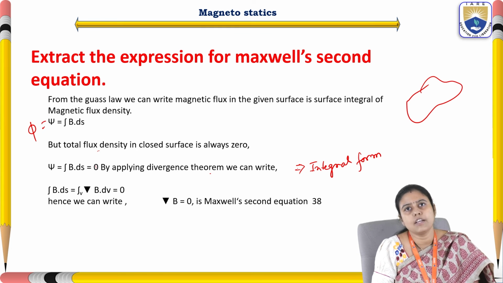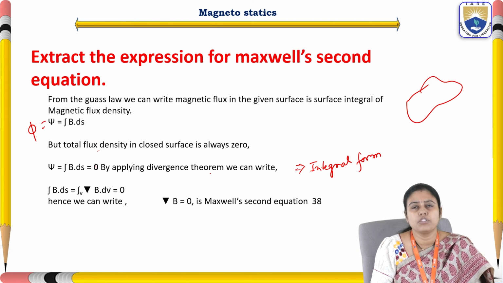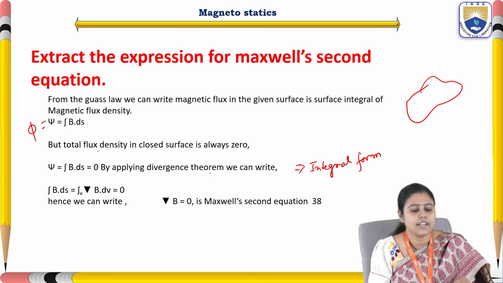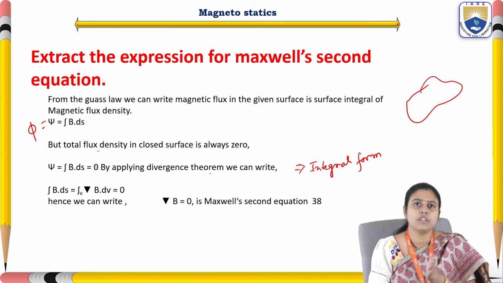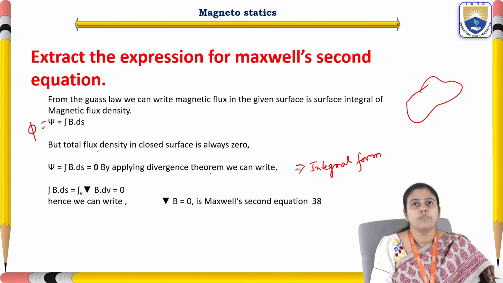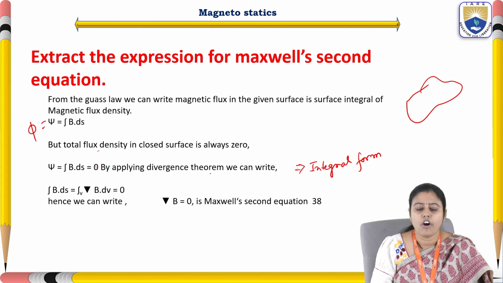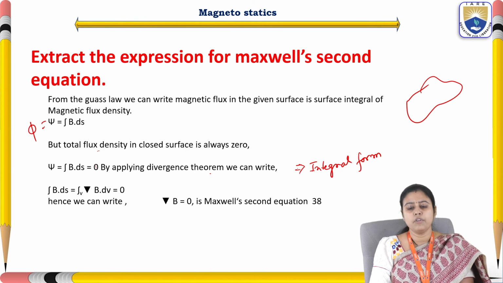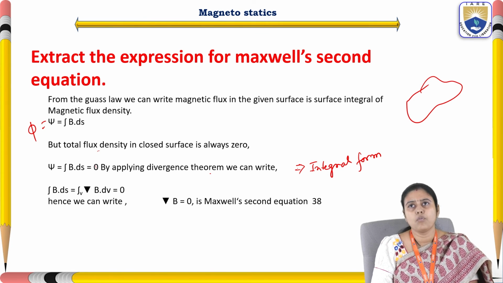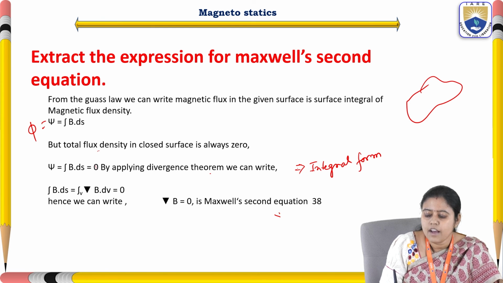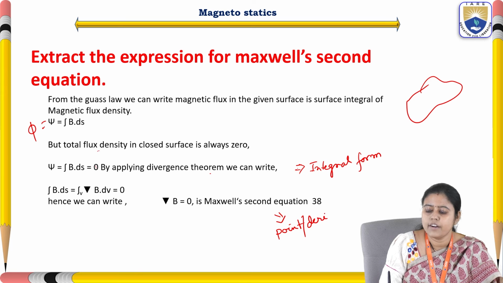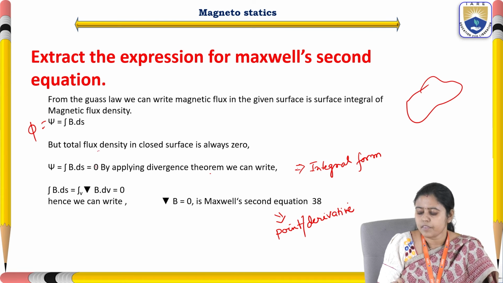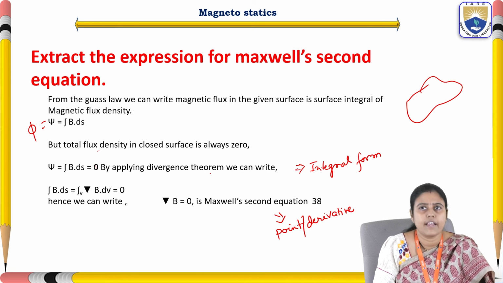Now, if we use the Stokes theorem, what will happen? I have already discussed in the previous session that the theorem is used for changing the surface integration to the volume integration. So B dot ds is equal to the volume integration of div B dv. If we equate both sides, we can write div B equals to 0. And this is the point form or derivative form of Maxwell's second law.